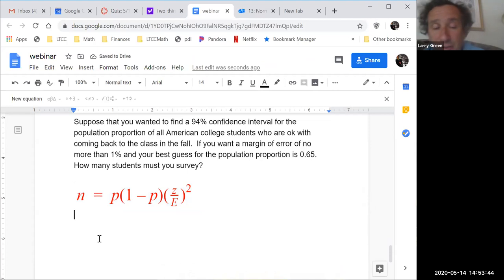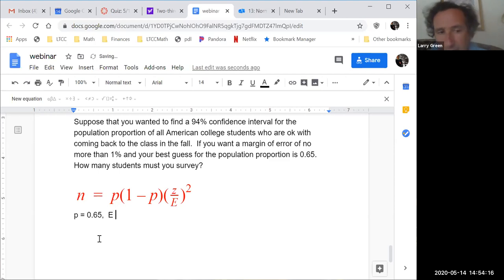Any questions on this formula? Okay, if there's no question on the formula, then we should be ready for it. So let's go through the letters and see if you can tell me what numbers you get for them. What is P in this case? Yeah, 0.65. It's given. Is everyone good with that?